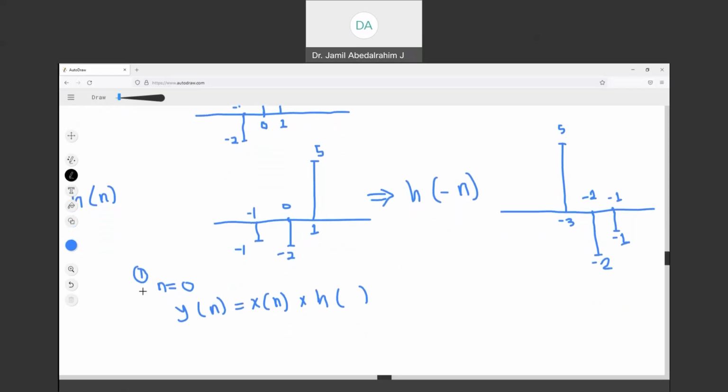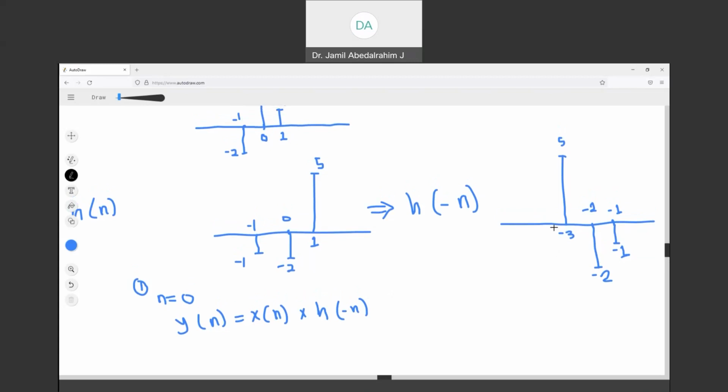From the beginning, when n equals 0, the first step, y of n equals x of n multiply h of -n. We multiply x of n by h of -n without shifting, meaning with its position, no shifting here, no change. The shifting will start when we go to n equals 1, n equals 2, n equals 3, and so on.